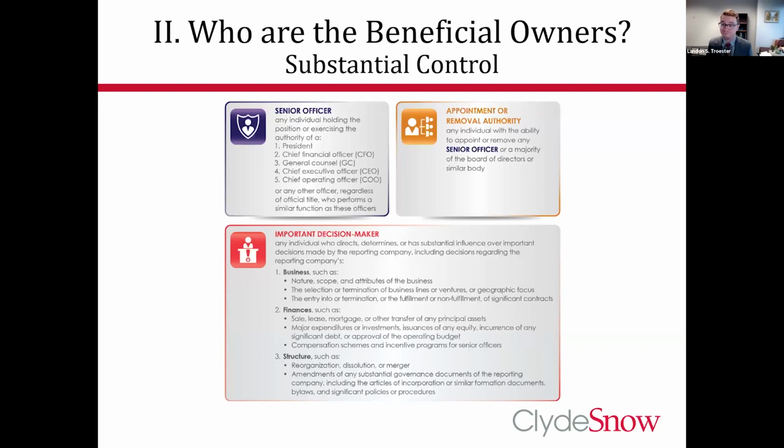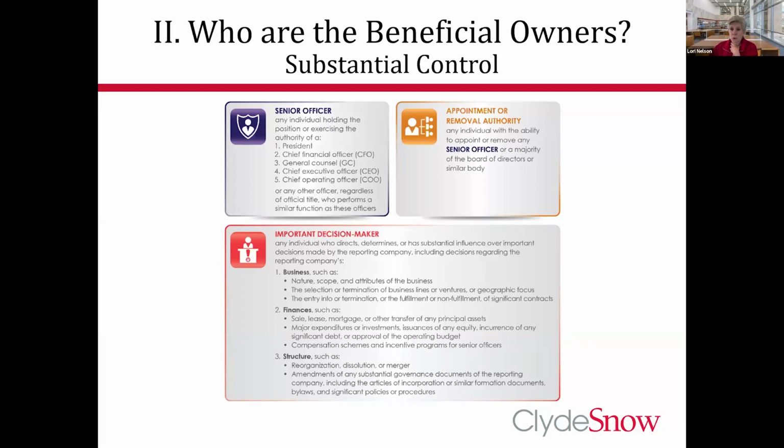So a small family-owned business would fall under the important decision maker category rather than the ownership percentage category? Ownership is 25%, and that is a fairly firm number. And so I think you're probably going to be more in the substantial control area.